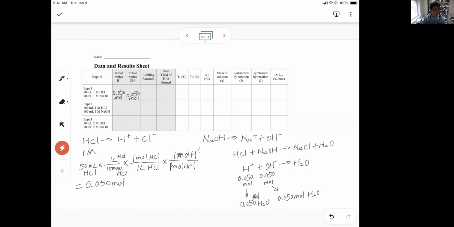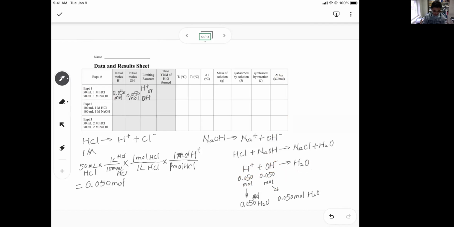Does that make any sense? So this is different. Although we use the term here, limiting reactant, this time it's different from what we did before. One would be excess, the other one would be the limiting reactant. So here you can see both of them will be consumed completely. So you can see either H plus or OH minus.